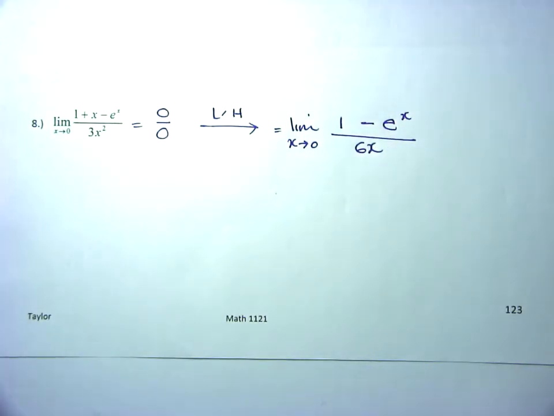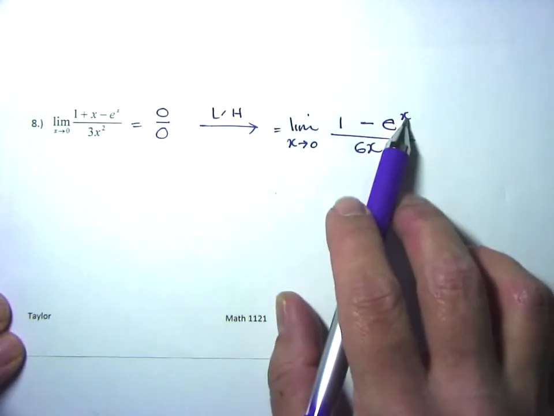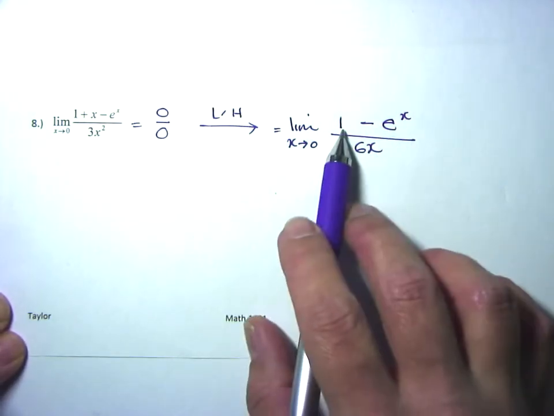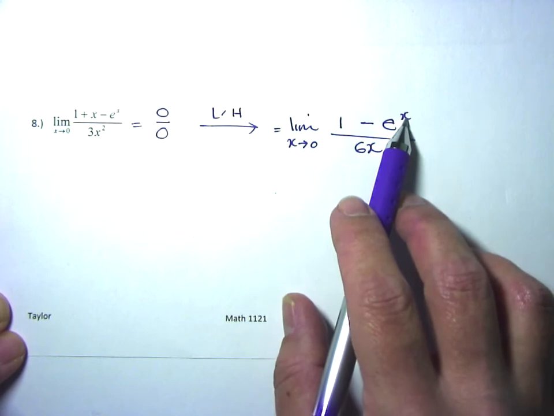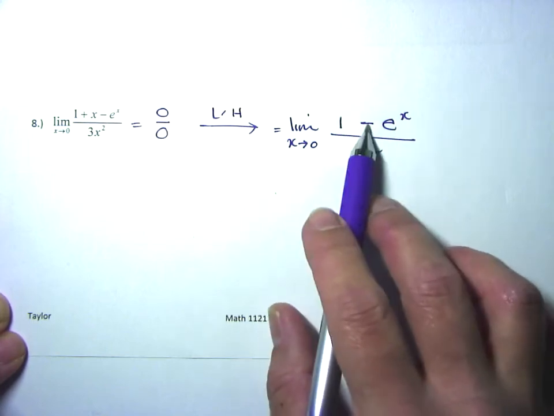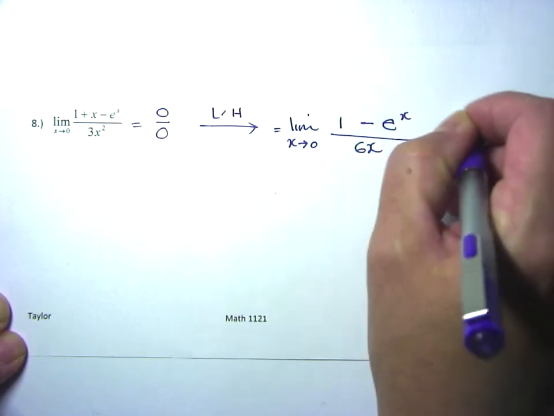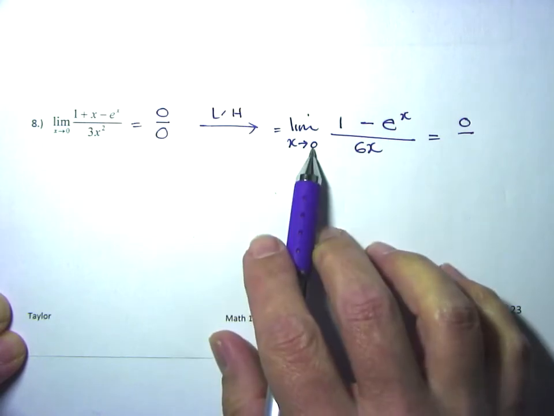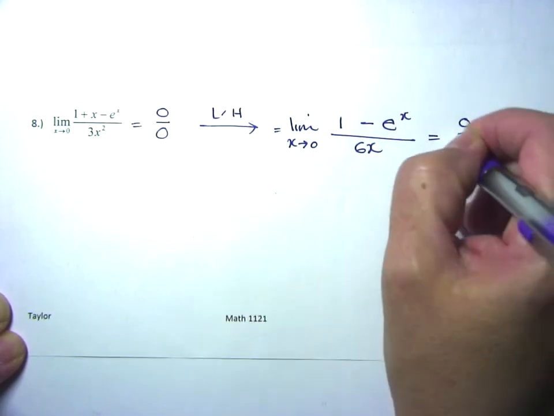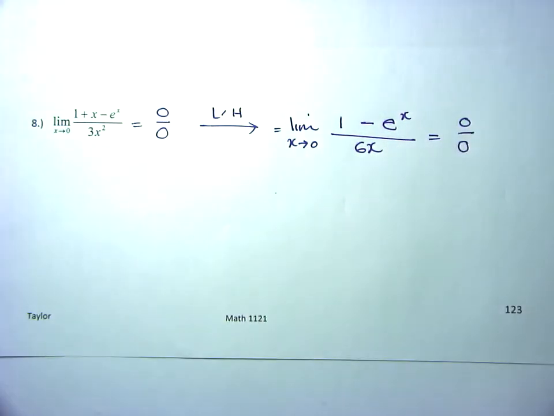Brand new problem. Let's plug in this limit again. If I plug 0 in for x, e to the power 0 is equal to 1. 1 minus 1 is equal to 0. If I plug 0 in for x in the denominator, I get 0 again. So is it okay to use L'Hopital's rule more than once per problem? Absolutely, that's fine. So we're going to do another iteration of L'Hopital's.